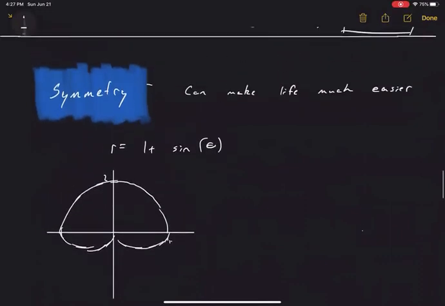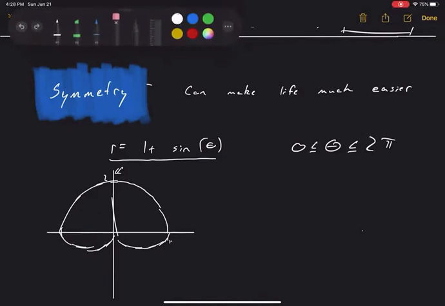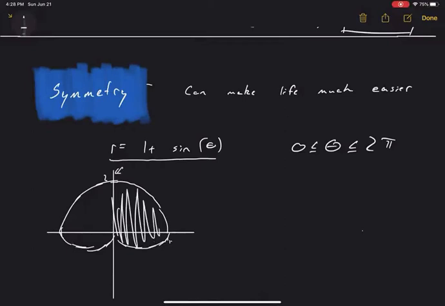So let's say I want to find the area enclosed by this curve for theta between 0 and 2 pi. That means I want to find this entire shaded area. How can I find that area? Well, notice that this thing is symmetrical around this vertical axis. The area on this side is the same as the area on this side. So I don't need to integrate the whole thing. I could just find the area of this left side and multiply it by 2, and that would give me the total area.